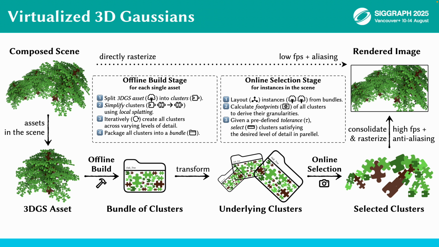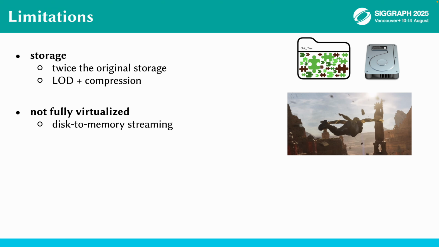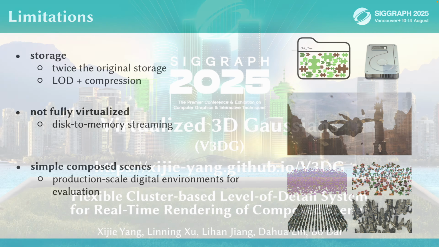Finally, our work has limitations. Though we send fewer 3D Gaussians into the rasterizer to render, we use twice the storage to save the bundle. Currently, our work is not fully virtualized, lacking a streaming module. Composed scenes used for evaluation are simple and far from digital scenes in production. We leave addressing these limitations and exploring possible improvements to future work.